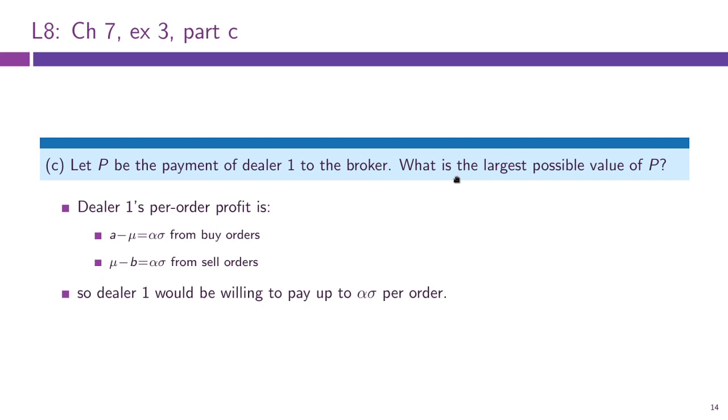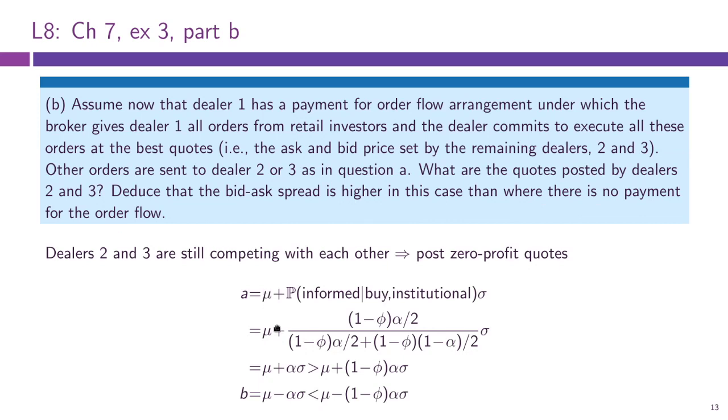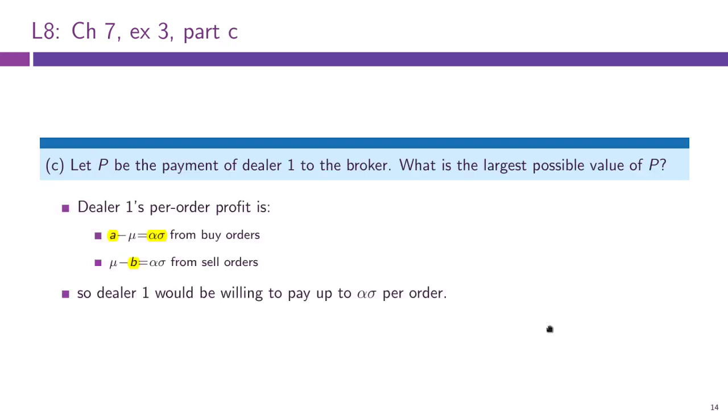So we just need to compute the profit of dealer one in this equilibrium from part B. Dealer one obtains A minus mu from every single buy order. Right? He gets to sell the asset at price A, but he knows that the value of this asset is mu because the order flow is uninformative from retail investors. So he receives a half spread equal to alpha sigma. And once again, this ask price and the bid price that will follow come from this equilibrium in part B. So these prices. Because that's our equilibrium with the order flow agreement.